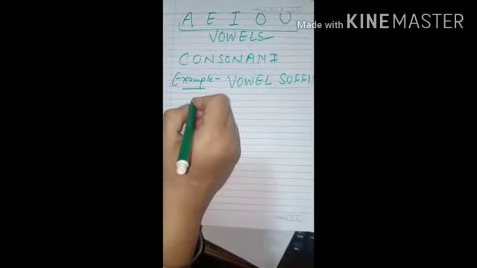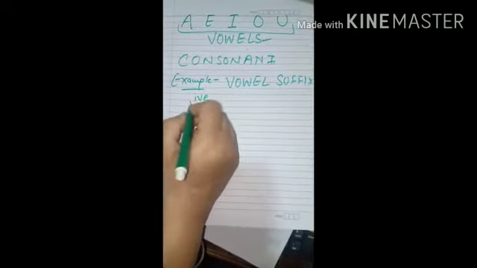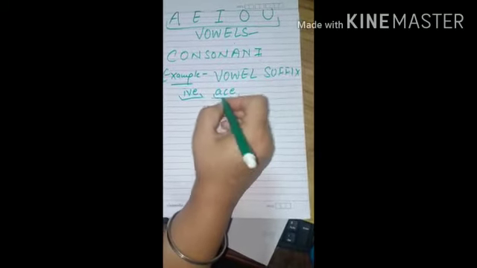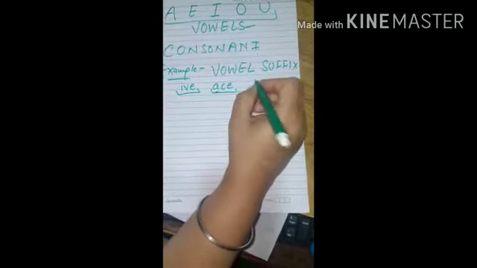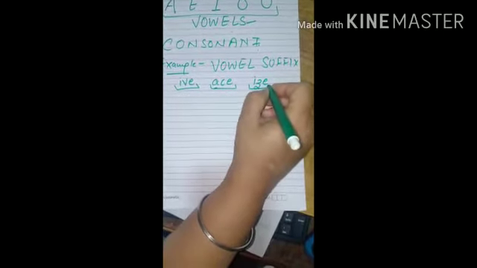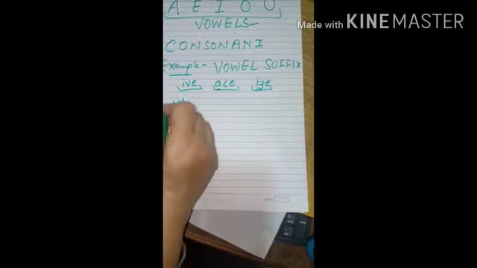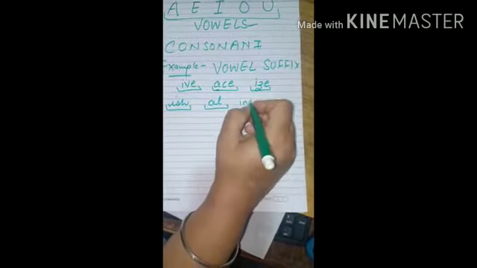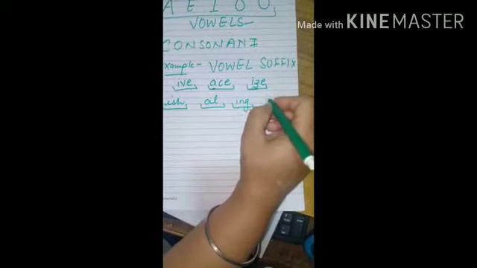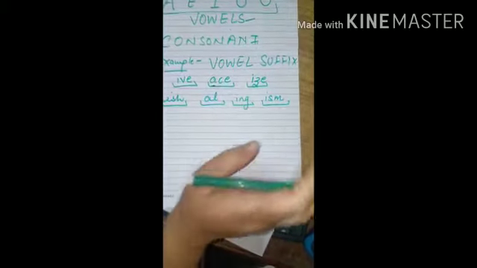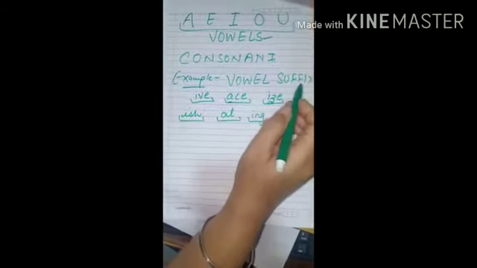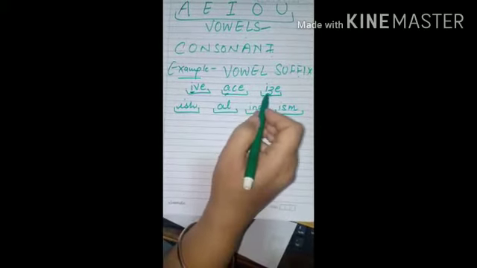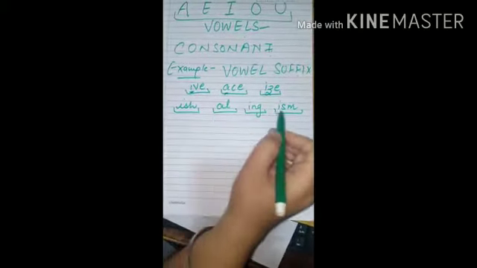Vowel suffixes like ive, ace, ize, ish, al, ing, ism, and there is a big list of all these. Why are they known as vowel suffixes? Because they start with a vowel: I, A, I, I, A, I.